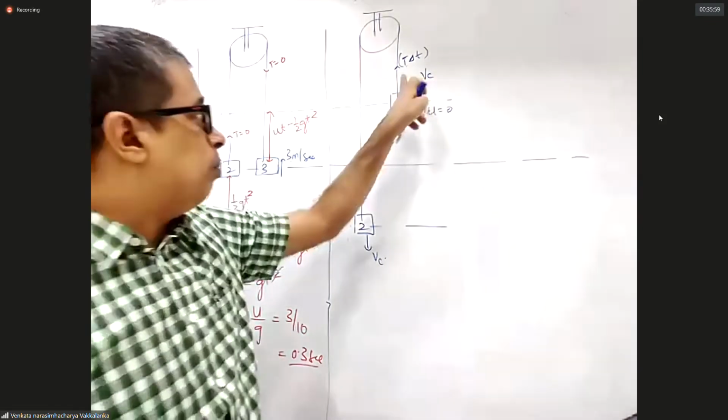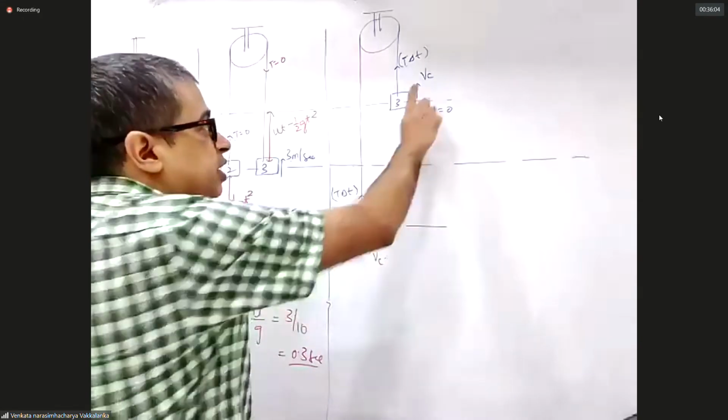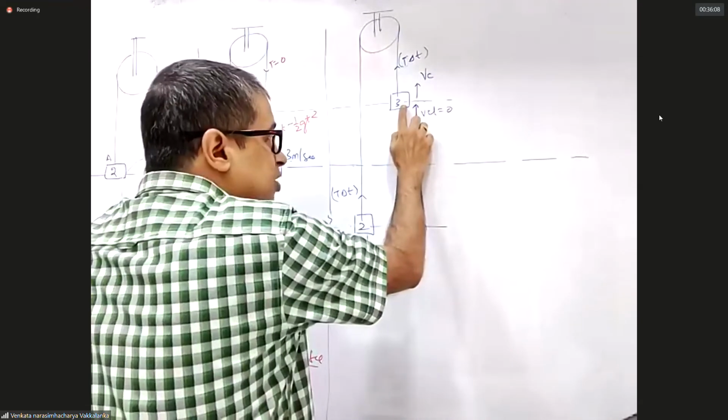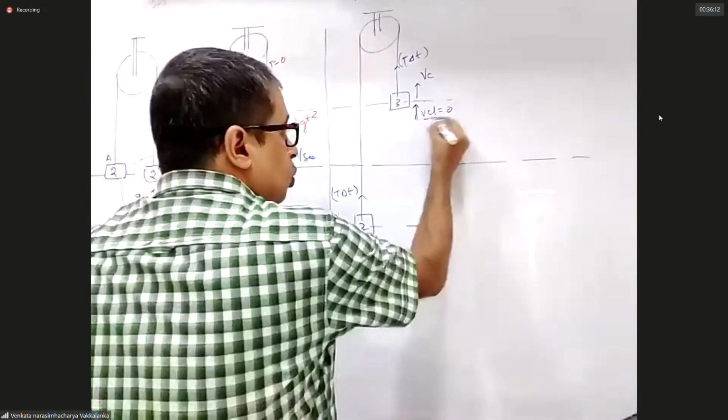Now both are two ends of the same string. They'll have the same speed in opposite direction. So this will acquire v common, this will acquire v common. Velocity just before the string became taut is 0. Why?